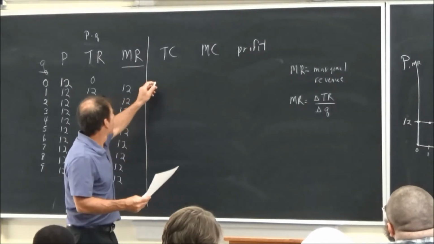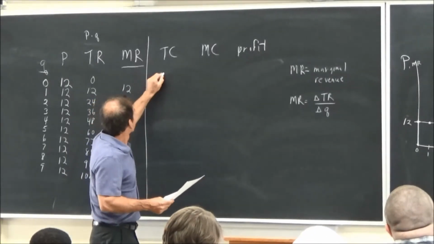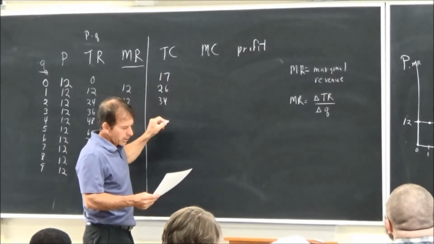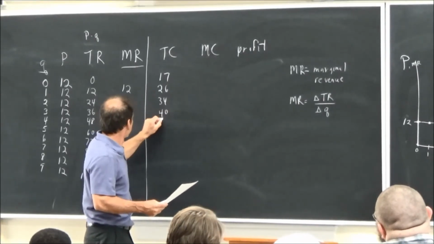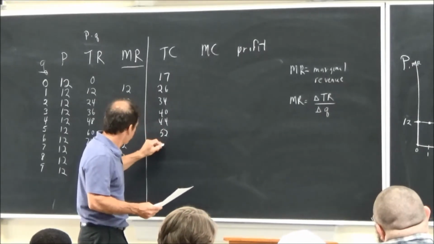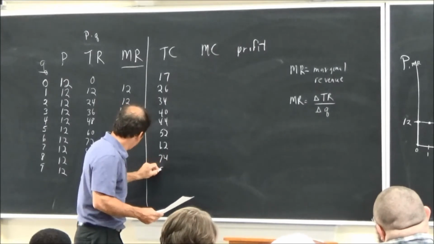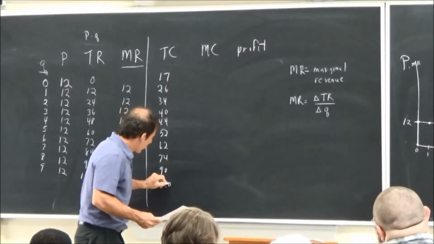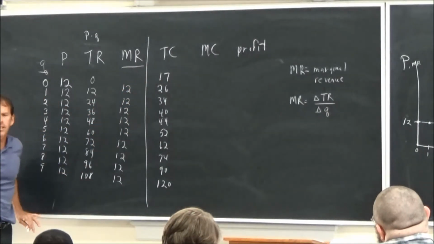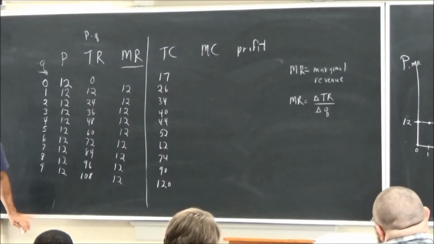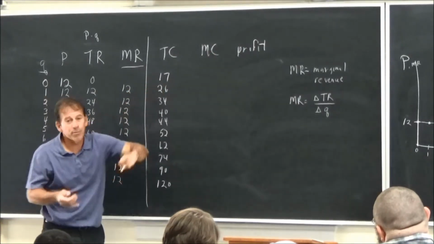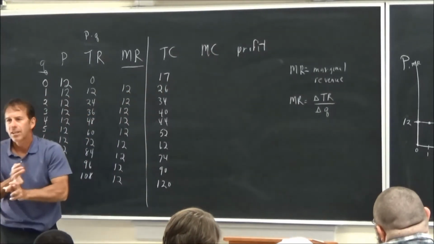And we need some numbers to throw in here, but we're going to say 17 and 26, 34, 40, 44, 52, 62, 74, 90, and 120. So in this line, this information is given to you. What would be the fixed cost in this case? 17, right? Because when the quantity is 0, the company still has a cost of 17.